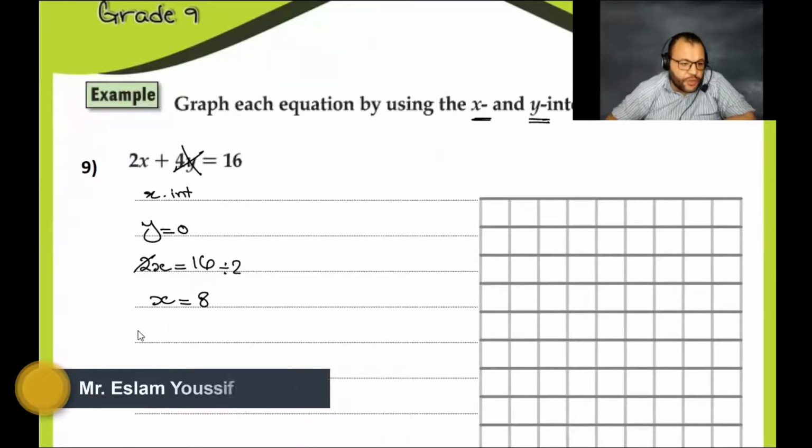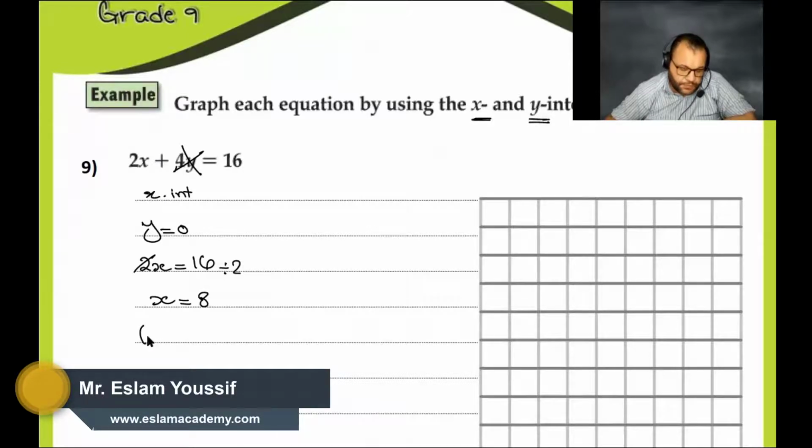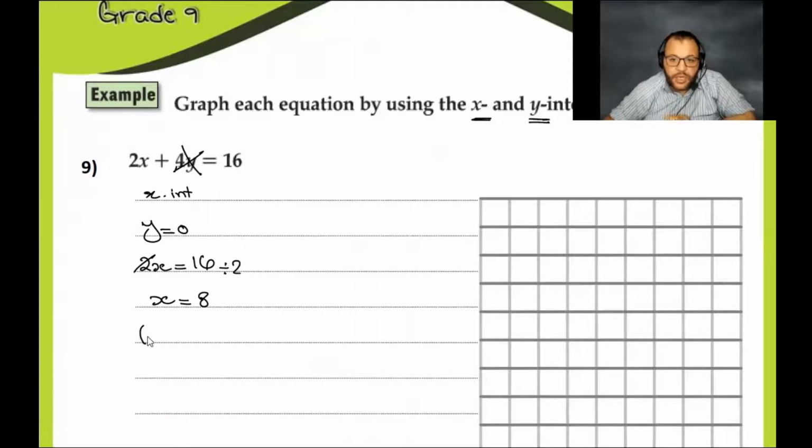So now the ordered pair. What is the ordered pair that we have for this one? What is the ordered pair?